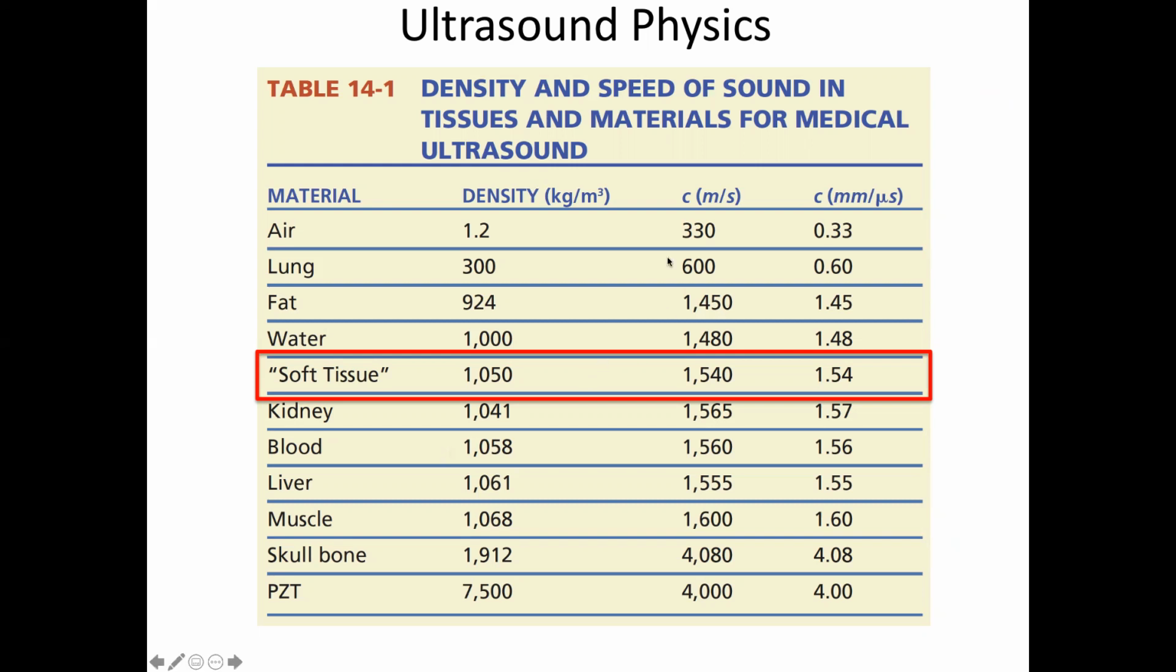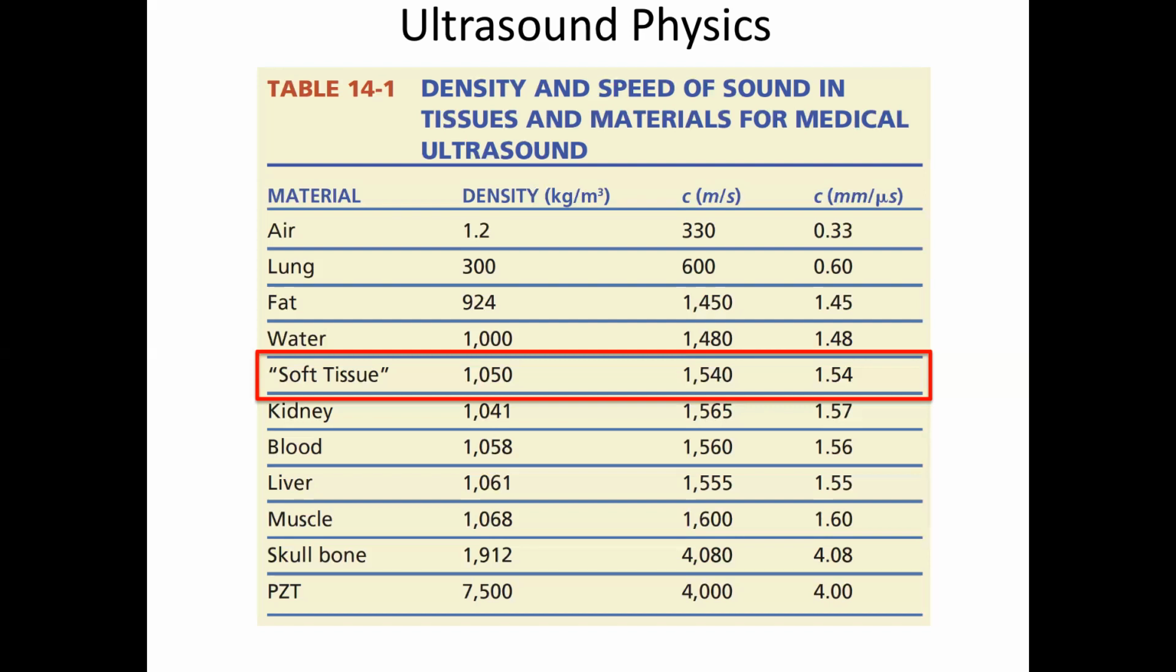And here, these are worth remembering, a few of these numbers. Water and soft tissue are kind of the same thing: 1,500 meters per second. Air, 330 meters per second. You should have those numbers in your head just for the heck of it. If someone says, what's the speed of sound in air? It's 330 meters per second. Does anybody know what it is in another set of units?